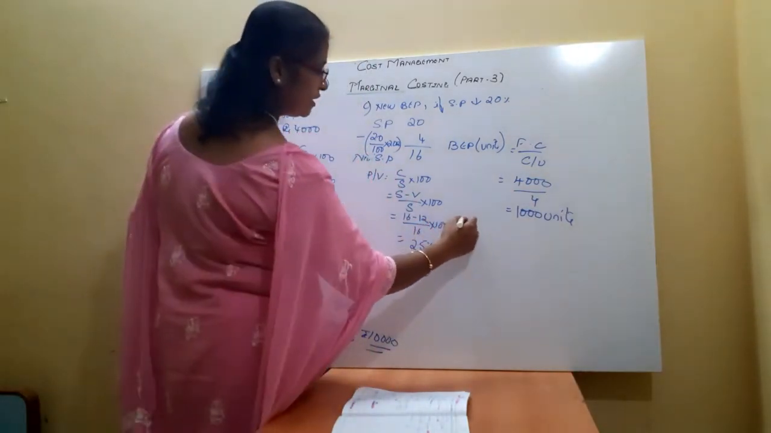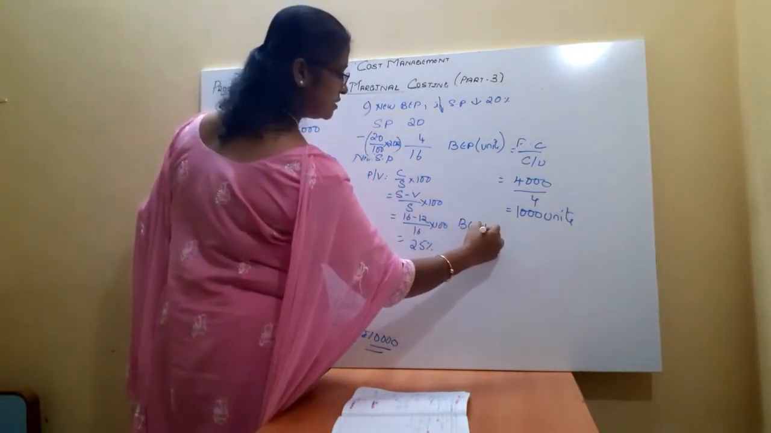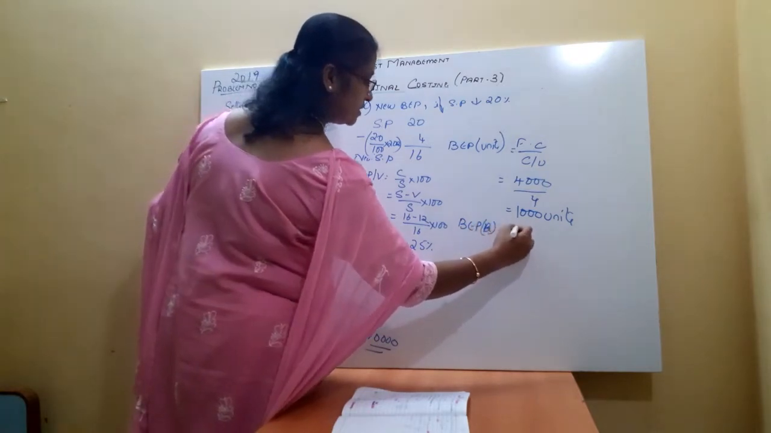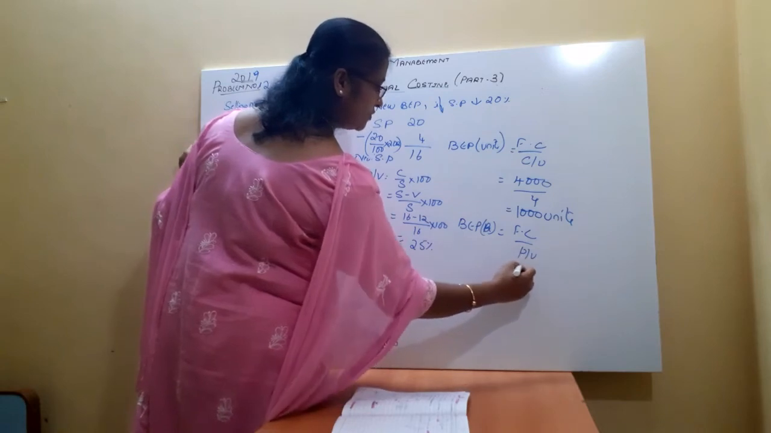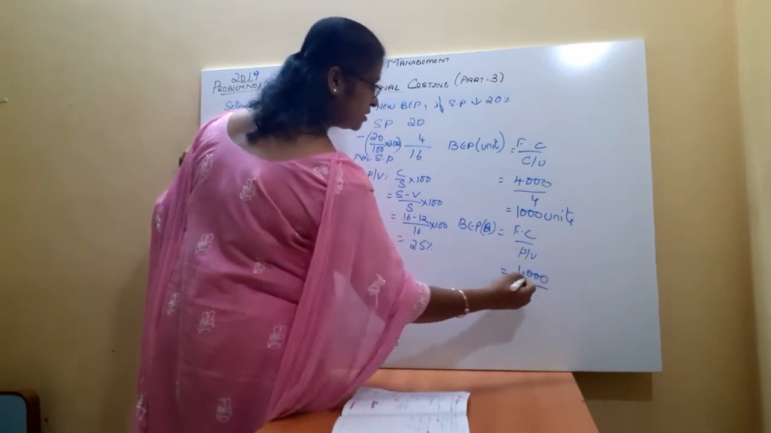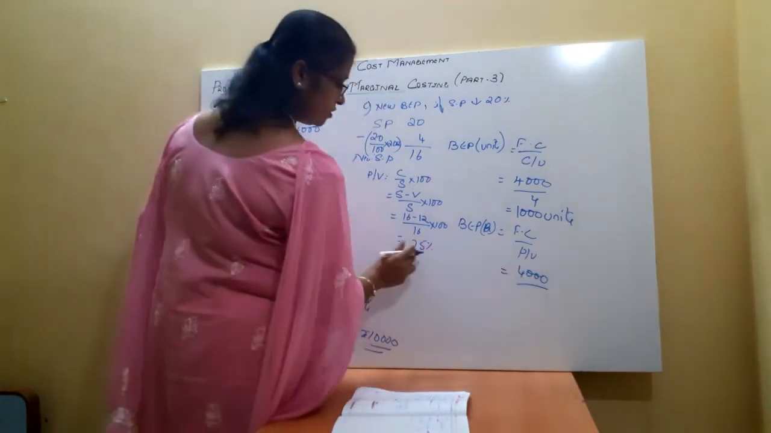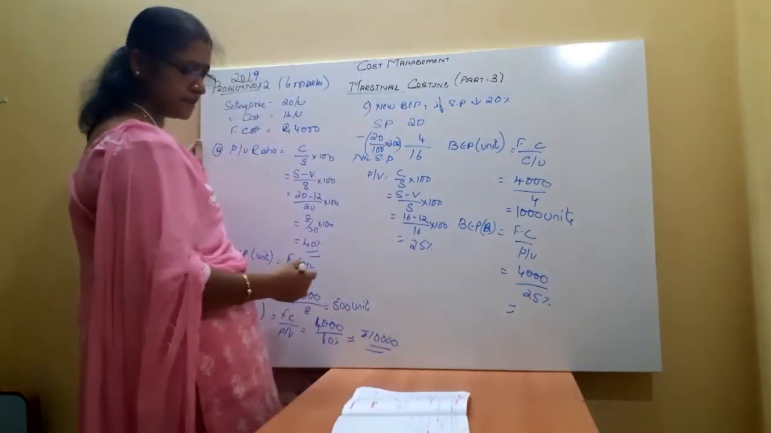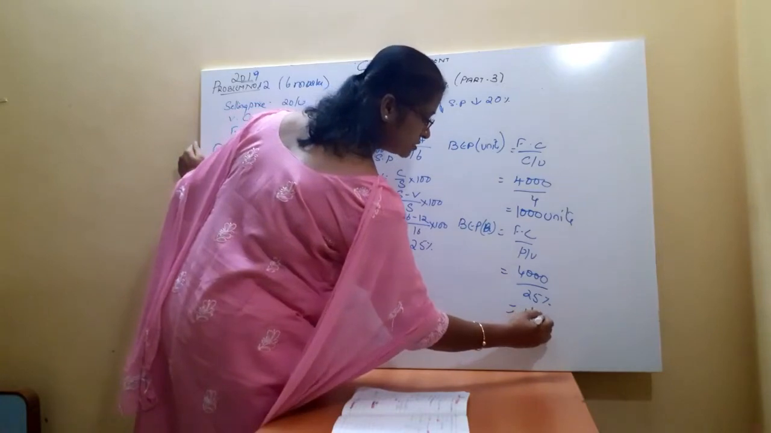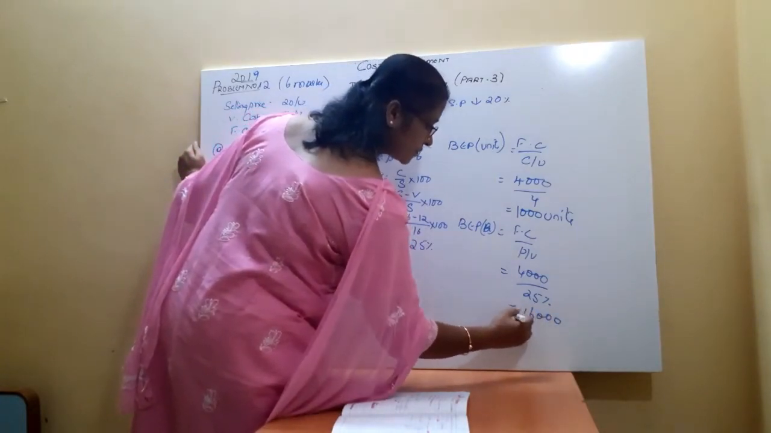Then if you have to find it in rupees, you can do it in both methods. One is fixed cost divided by PV ratio. Fixed cost is 4,000 divided by PV ratio. The new PV ratio is 25%. So you get the answer as 16,000 rupees.